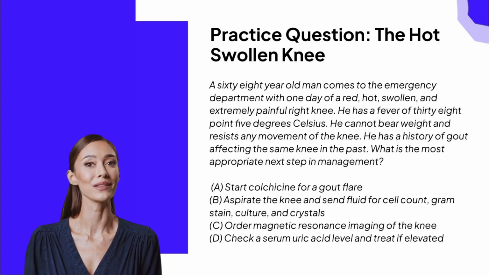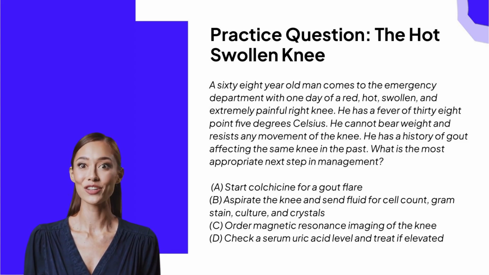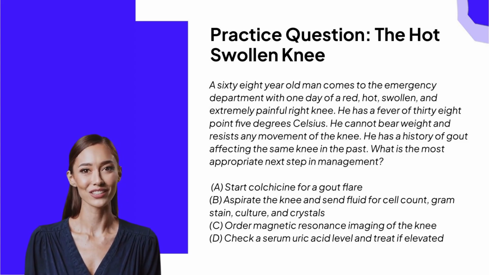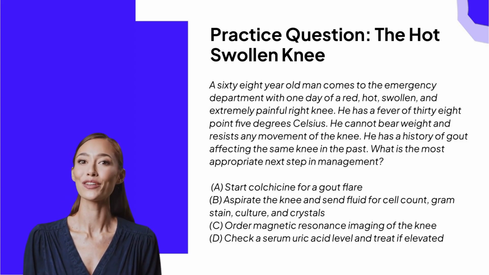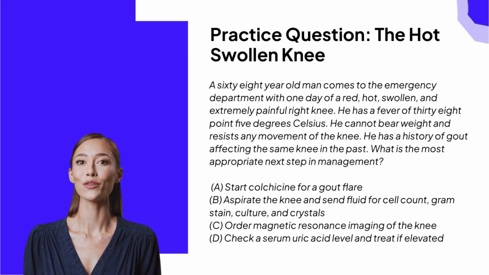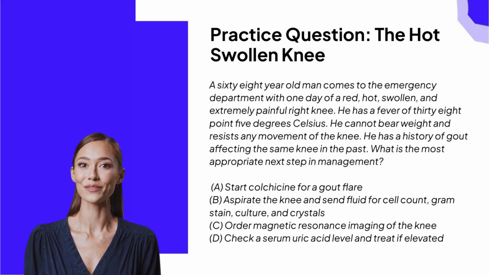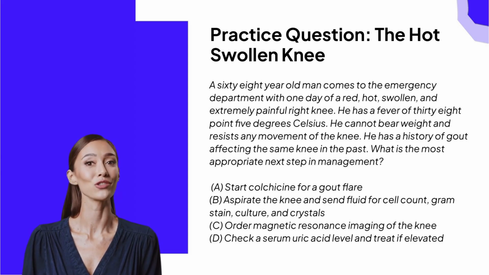Here is the trap. The stem tells you he has a history of gout in that same knee, dangling the easy diagnosis in front of you. The question asks for the most appropriate next step. Remember that a single hot joint with a fever must be treated as infection until proven otherwise. Read the 4 options and pick your answer. Then we will walk through the reasoning.